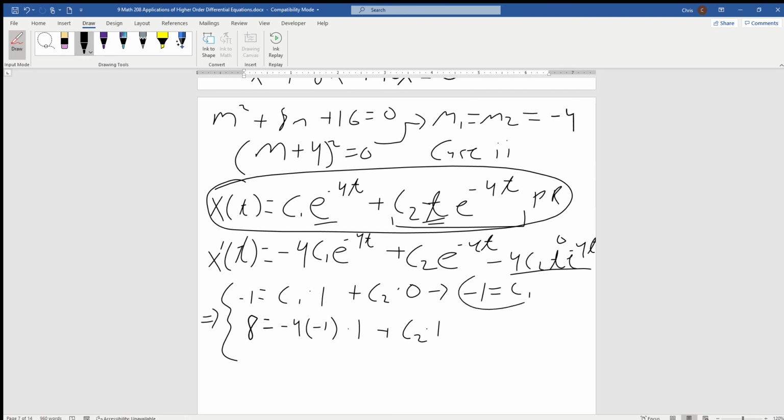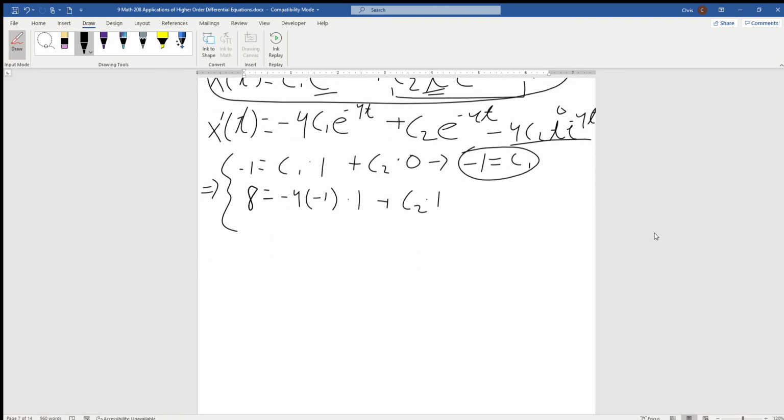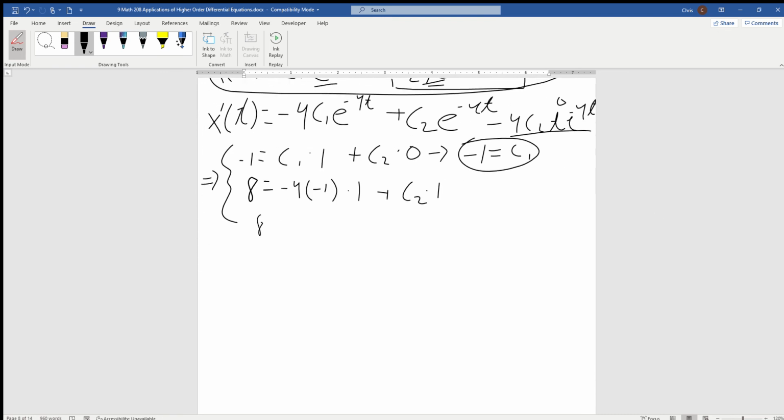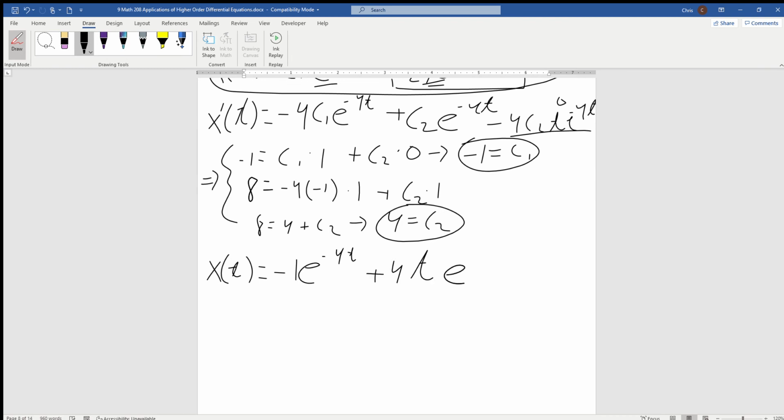So we already know negative 1 is equal to c1. And if we solve this, we get 8 equals 4 plus c2, which means that 4 is equal to c2. And so our equation of motion, x at t, is going to be the opposite of 1 e to the minus 4t plus 4t e to the minus 4t. All right, so we just plugged in for c1 and c2, and we got our solution.